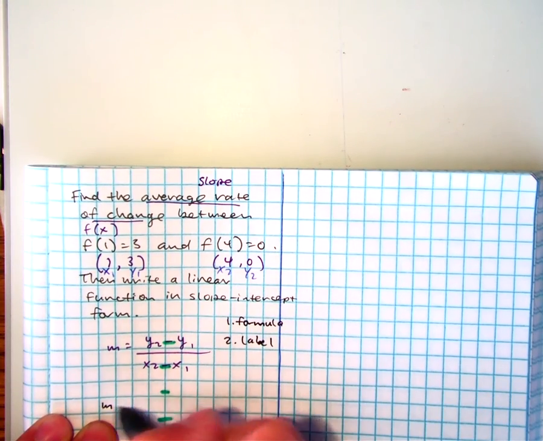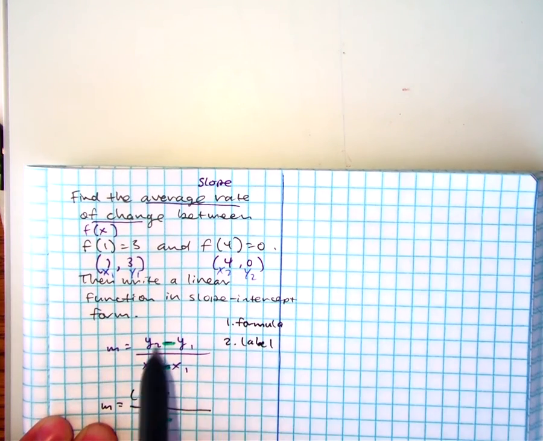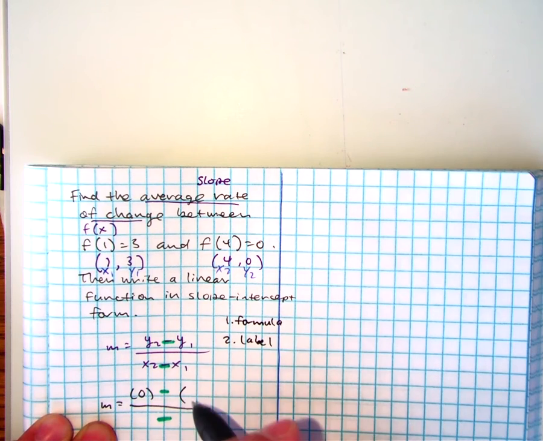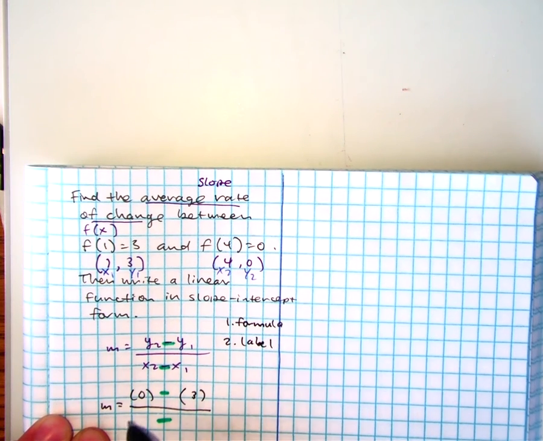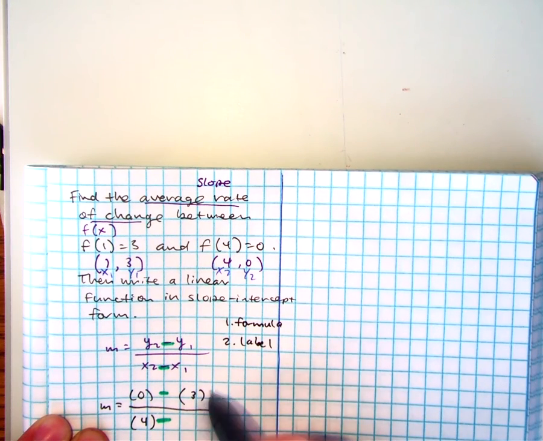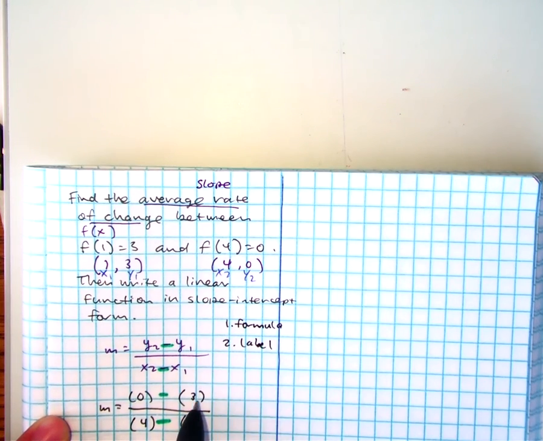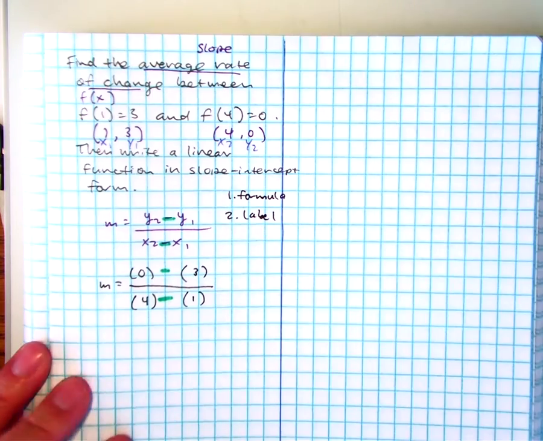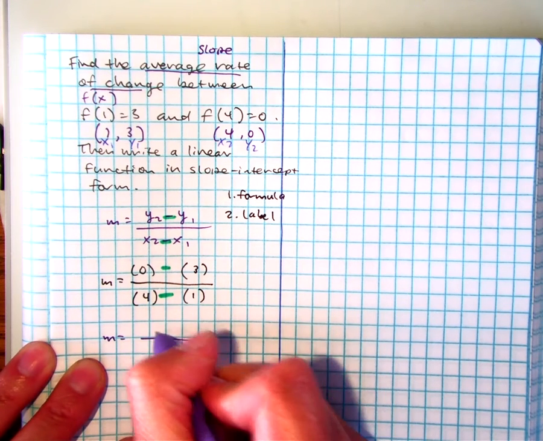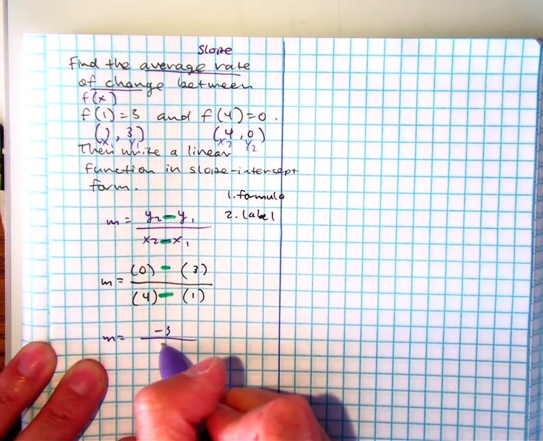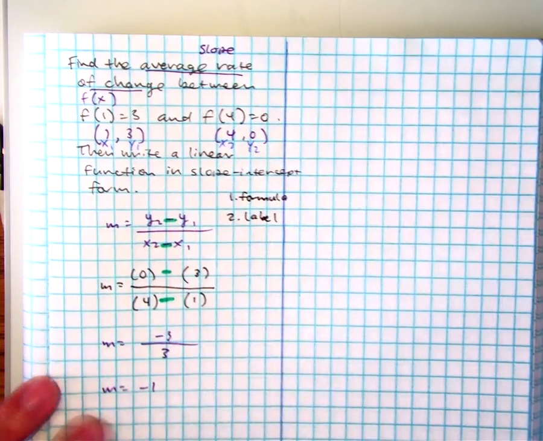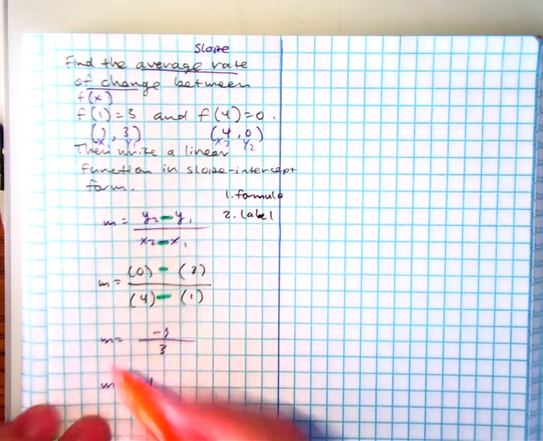Let's go ahead and do our substitutions. In parentheses, my y2 value is 0, y1, x2 value, and my x1 value. Remember, if it is a negative, you still put it inside the parentheses. So I have 0 minus 3 is negative 3. 4 minus 1 is 3. Negative divided by positive is negative. Negative 1 is my slope.